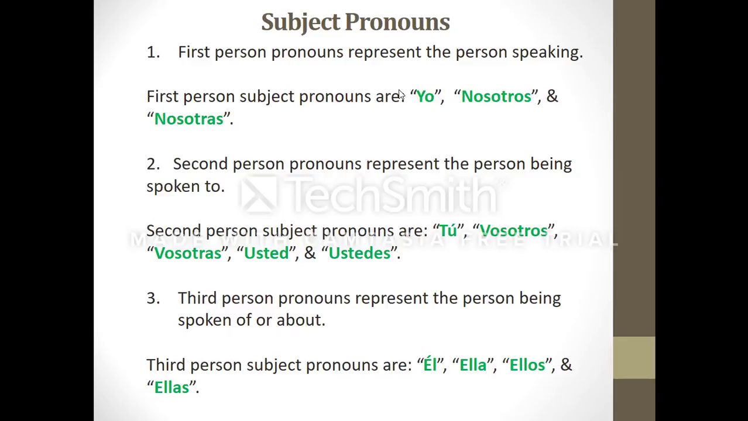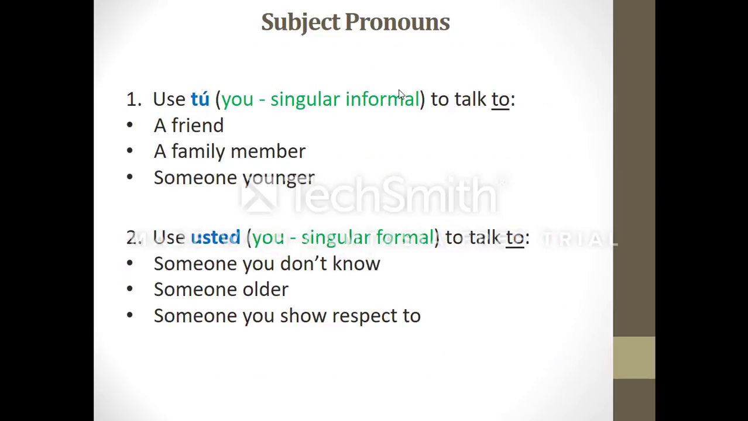And finally, the third person pronouns represent the person being spoken of or about. So those pronouns would be, in Spanish, él, ella, ellos, and ellas. Okay, so let's break these down.